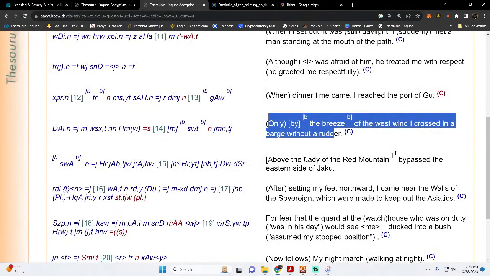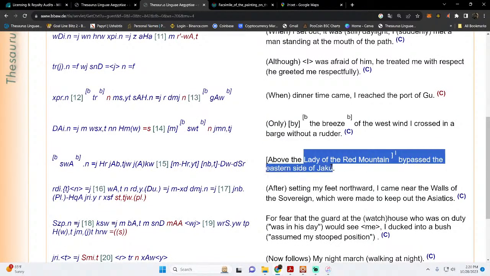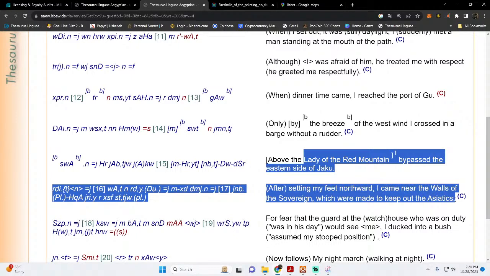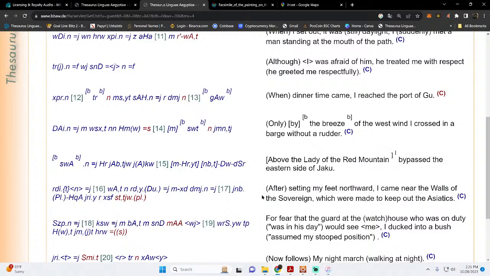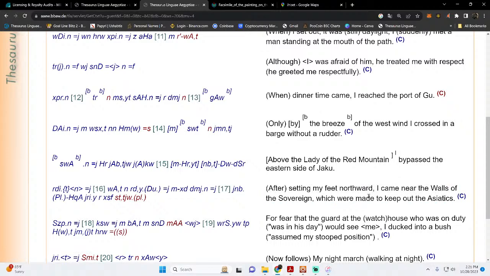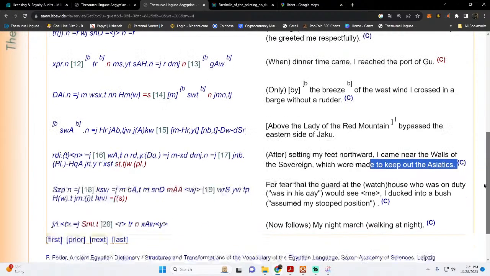It says, above the Lady of the Red Mountain, I bypassed the east sky of Jakku after setting my feet northward. So look, I came near the walls of the Sovereign, which were made to keep out the Asiatics. So he lived his whole life as an Asiatic, and on his way back to Kemet, he came to the wall. Now it's about to get funky because he looked like an Asiatic, but he's really the son of an Egyptian king, I think. I don't know if he was the son of a pharaoh, but I know he's not a commoner. So now he came on his way back into Egypt. He's coming to the wall that's supposed to keep the people who look like him out. So let's look at what he says.